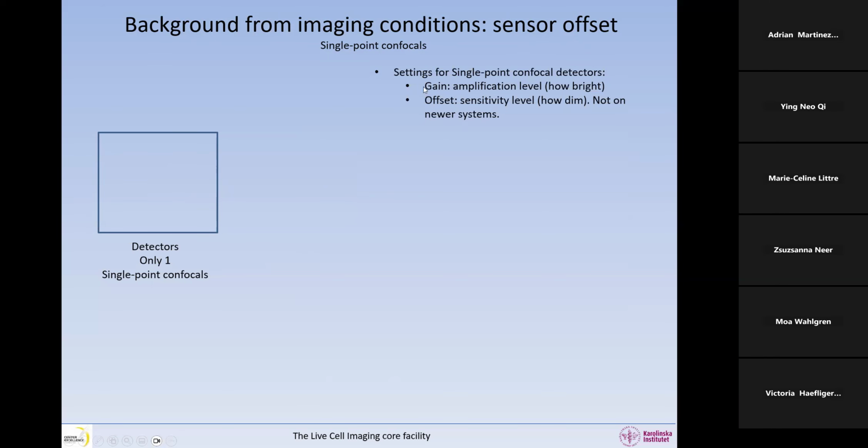Even a new microscope, you will have gain, right? So the gain is the amplification level. Remember this stuff about we collect photons and then we transform them into electrons, and we amplify, and then we read the voltage, and then we convert this to a digital signal. So this amplification, this is the gain. That's what determines how bright the image is going to be. The offset is the lower level of sensitivity. So what is the lower level of light that we can detect with the sensor? This is what the offset is, okay?